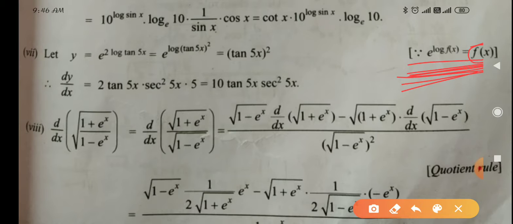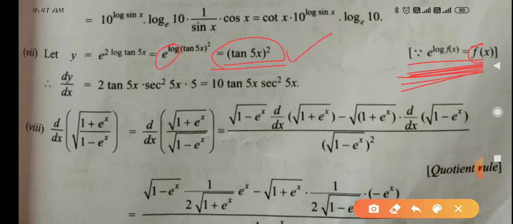So e to the power log, they will adjust themselves and tan 5x whole square will come as the final answer. Whenever it comes, you have to do it like that: e to the power log something, so e to the power log will adjust, and whatever something is written, that will be the final answer. So tan 5x whole square is the final answer.